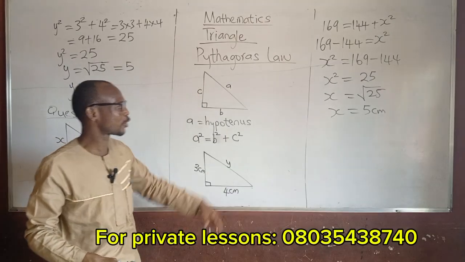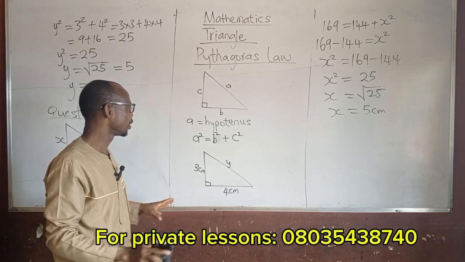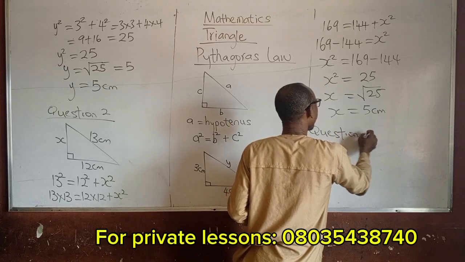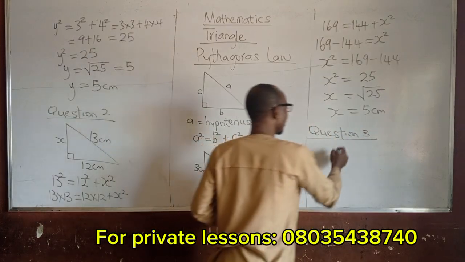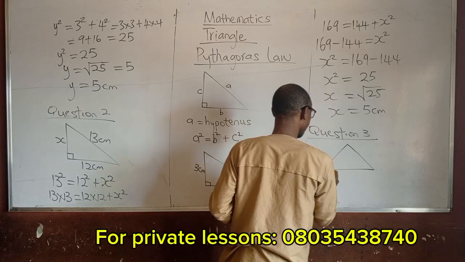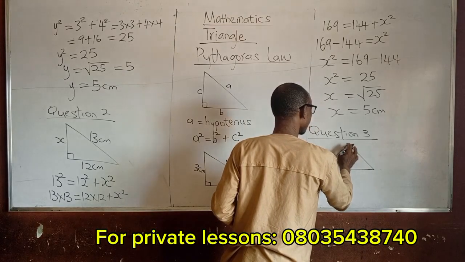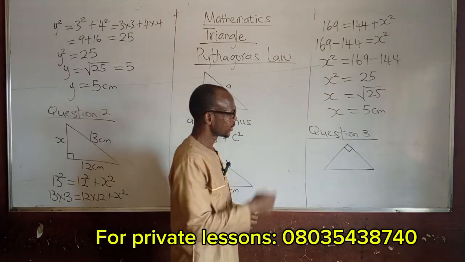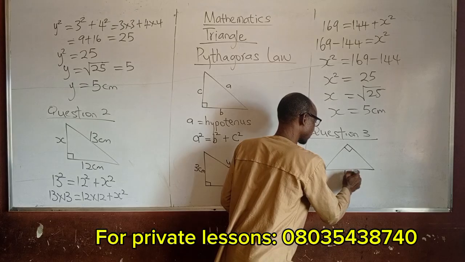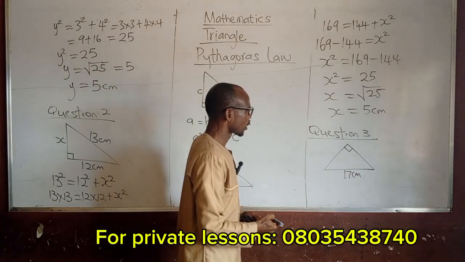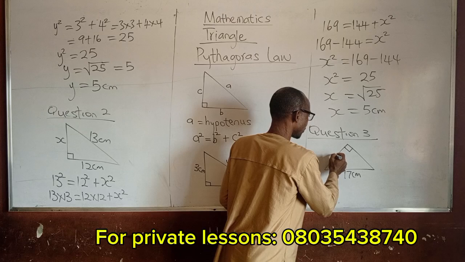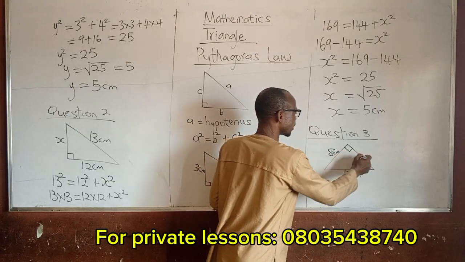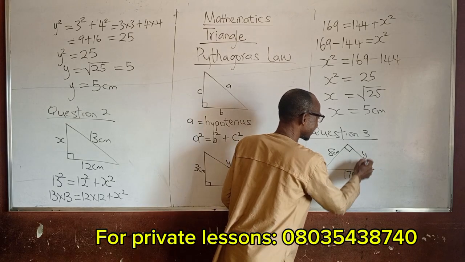Now we go use this same Pythagoras to solve one more last question. Question 3. If we get a right angle triangle like this, and they give us 17 cm here, and they give us 8 cm here. They say make we find this other one. Let's say this side now y.